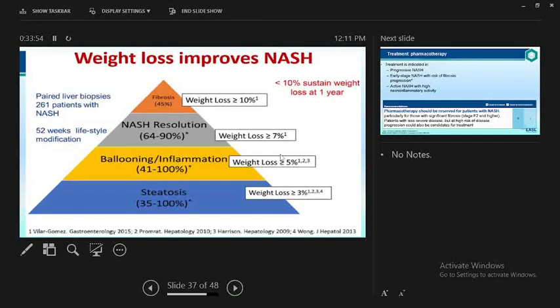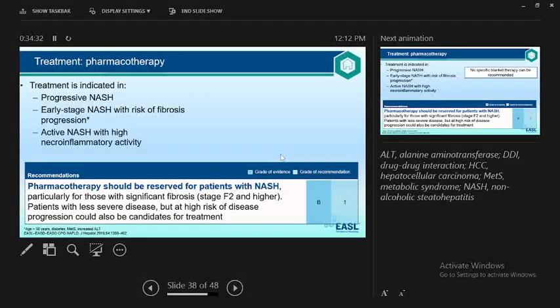If you can achieve weight reduction of 3% of the existing body weight, you would be able to achieve 35 to 100% reversal of steatosis. If you can achieve more than 5%, inflammation and ballooning would go away by 41 to 100%. If you can achieve more than 7% weight reduction, then there will be NASH resolution as well, 64 to 90%. If you achieve more than 10% body weight reduction, even fibrosis is reversible. Therefore, you have to be much more concerned about the weight reduction.